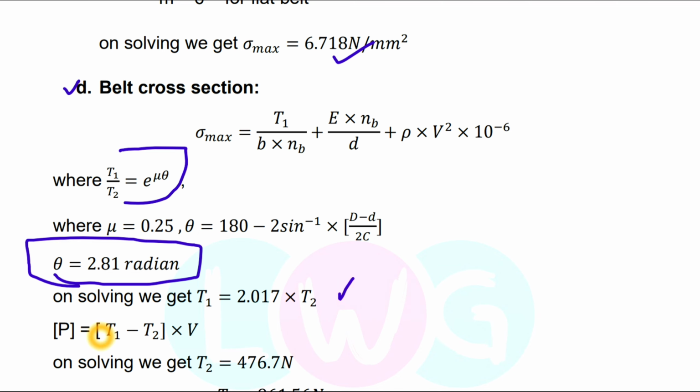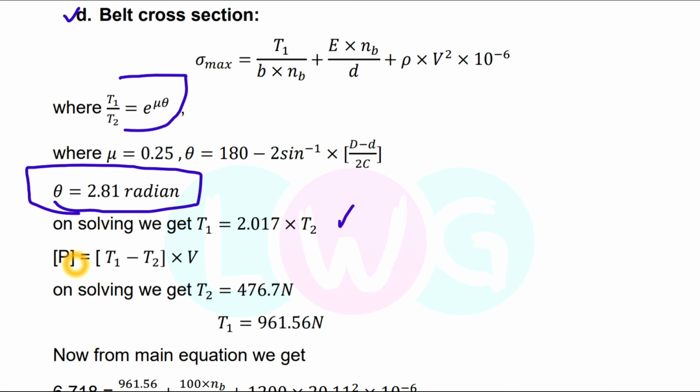There is another formula, P = (T1 − T2) × V. We know the design power. T1 we got here as 2.017 T2, so (2.017 T2 − T2) times V, and velocity we also got as 20.11. Put all the values here and you will get T2, which is 476.7 Newton.